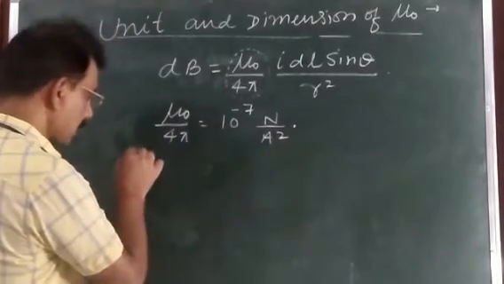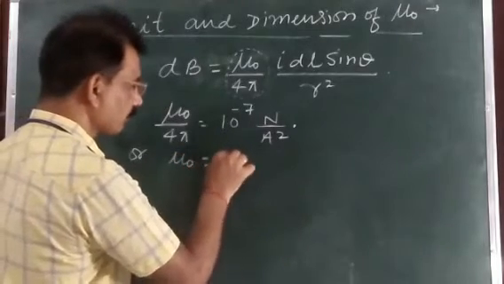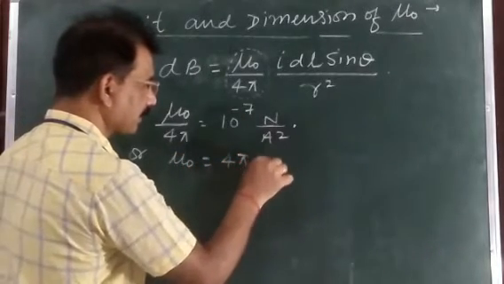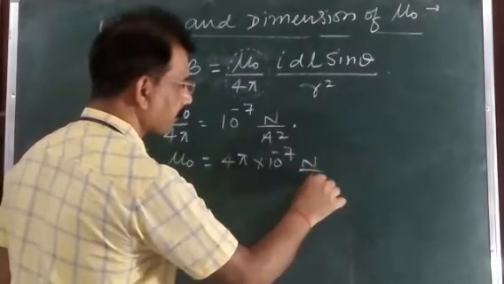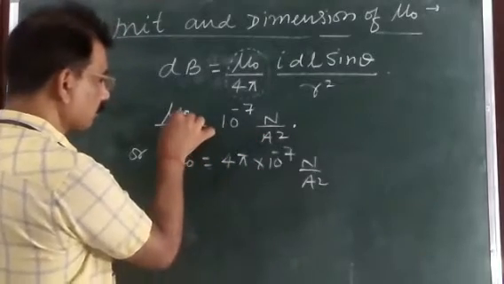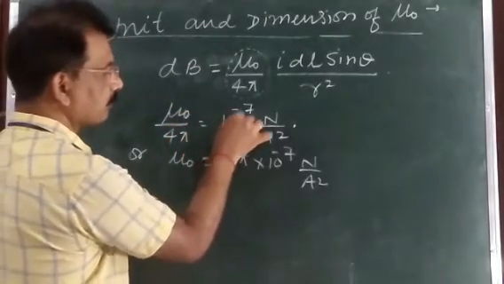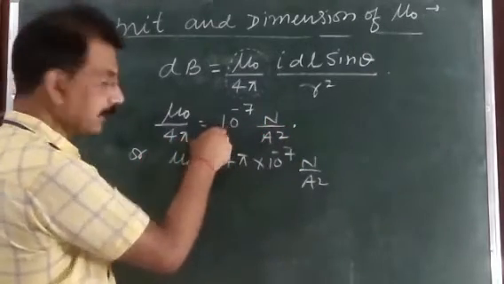And one more thing, remember this: mu naught is equal to 4 pi into 10 to the power minus 7 Newton per ampere square. Please all have to learn this value. Be careful. You only learn mu naught upon 4 pi is 10 to the power minus 7 Newton per ampere square. So for only mu naught, multiply by the 4 pi here.